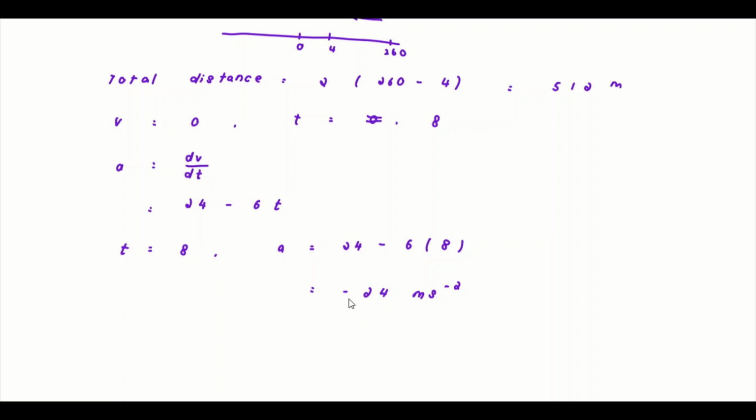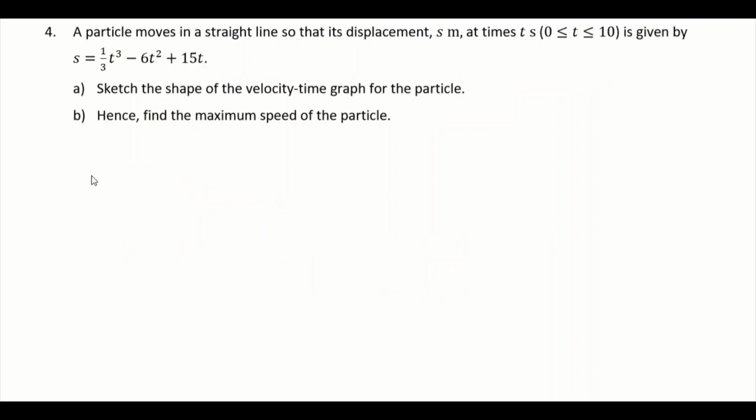Okay, so now let's try to look at the last example. Number 4: a particle moves in a straight line so that its displacement at time t seconds is s. This is only applicable for the time interval from 0 to 10, and it's given by this equation. Part A wants us to sketch the shape of the velocity-time graph. First, we need to find the velocity equation. We have s equals 1/3 t cubed minus 6t squared plus 15t.